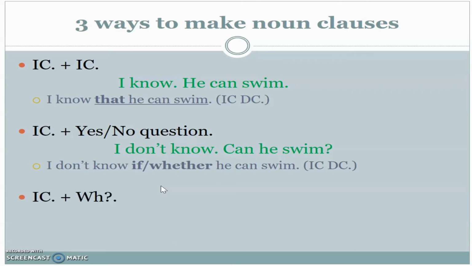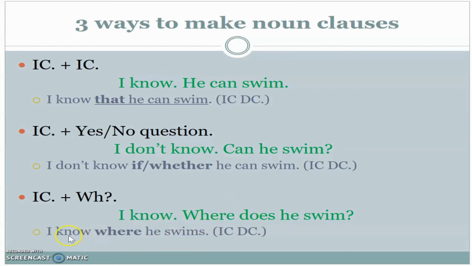And the third way to make a noun clause is connecting one independent clause with the WH question. I know. Where does he swim? So in this sentence, where does he swim is an independent clause. Now, if you're making this a dependent clause, your question word where becomes a subordinator. And so you have it. I know where he swims.